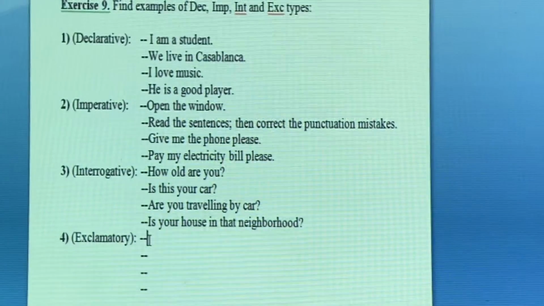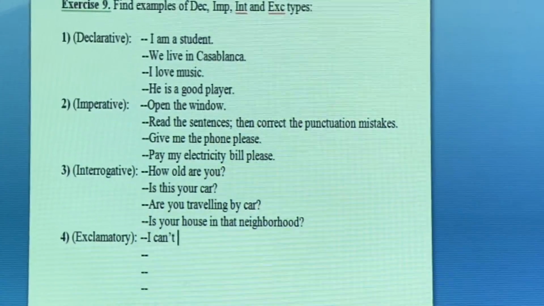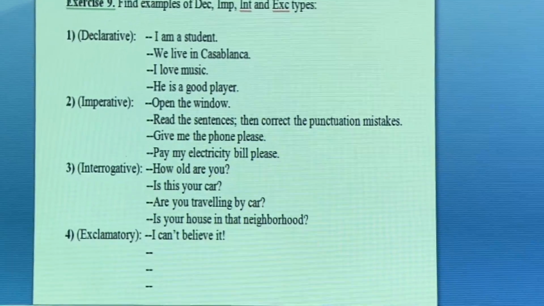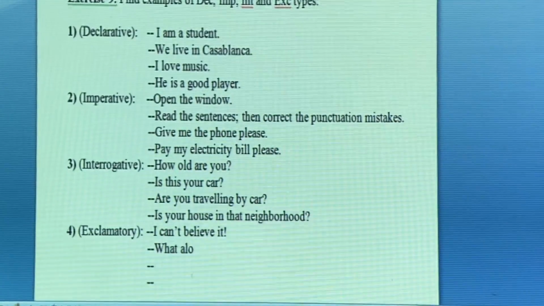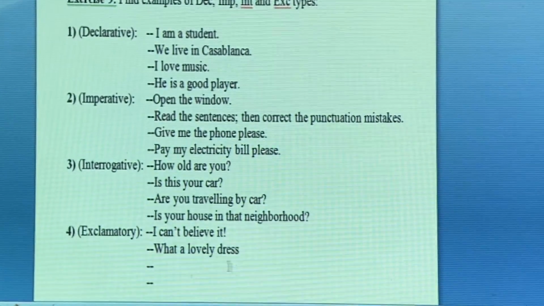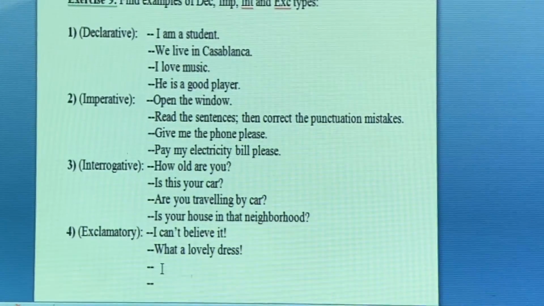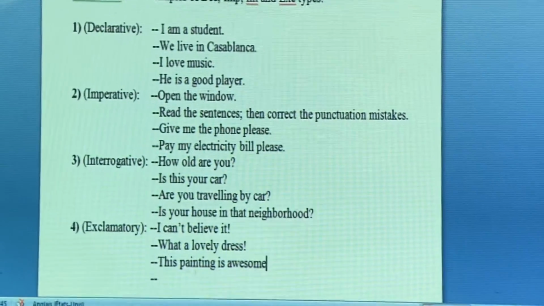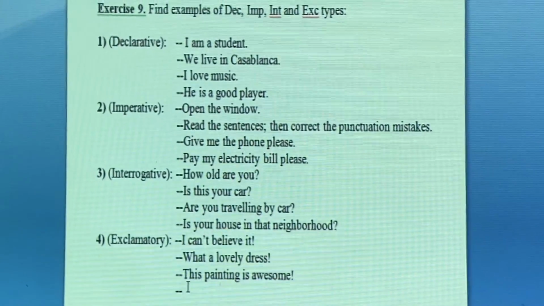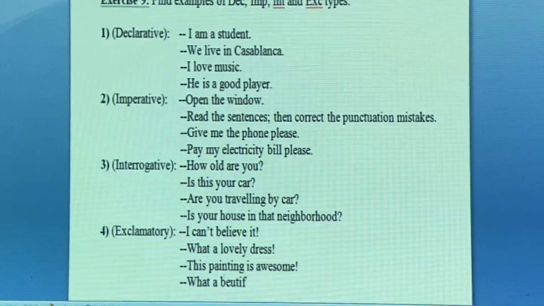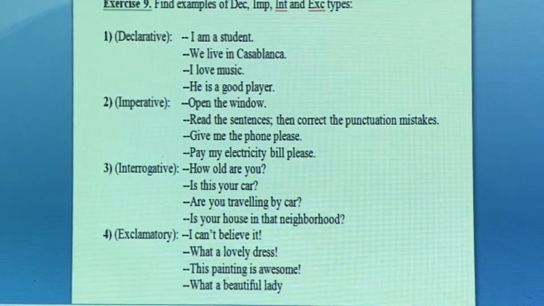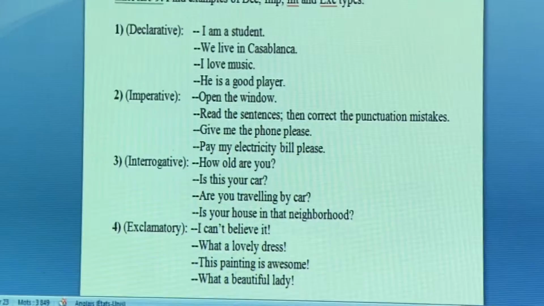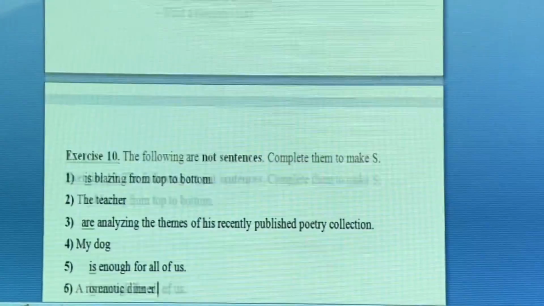Now, exclamatory ones. I can't believe it. You are surprised. Something happened and you can't believe it. What a lovely dress. This painting is awesome. Something really nice. What a beautiful lady. She is such a beautiful lady. Okay, so we have here examples of declarative sentences, imperative ones, interrogative, and exclamatory.